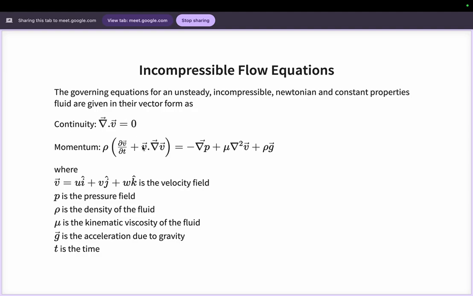I have two equations, and how many unknowns? I do not know the velocity, I do not know the pressure. So it is two equations and two unknowns, provided we know the values of density, viscosity and the acceleration due to gravity, all other values being known. It is two equations, two unknowns.